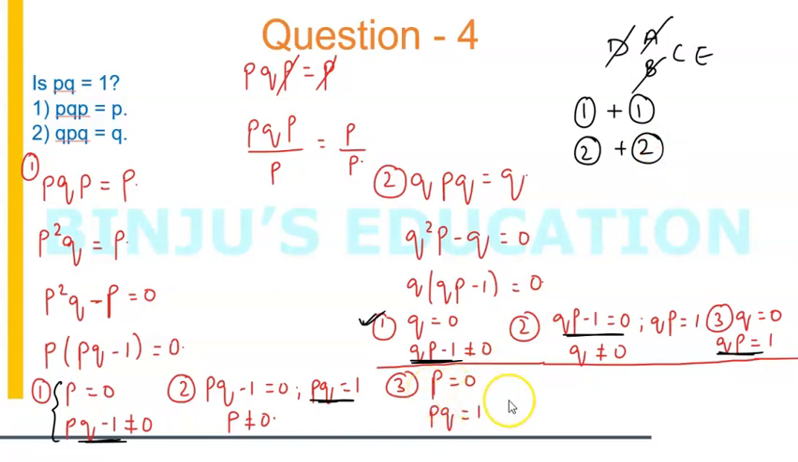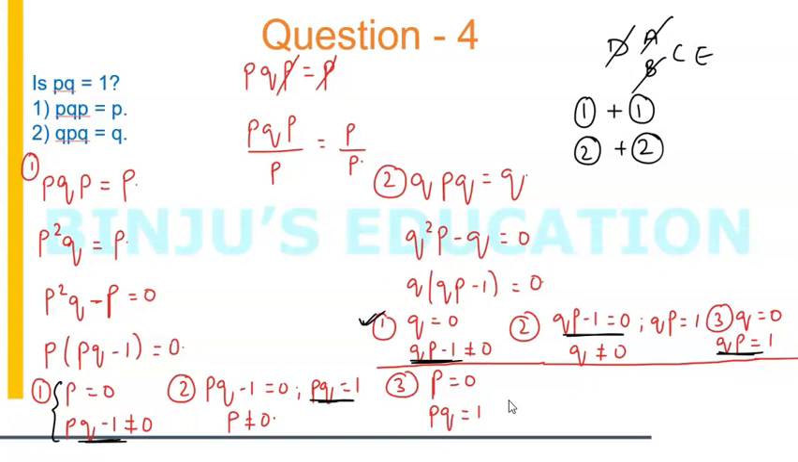In the second one, P is 0, PQ is 1. Now if PQ is 1 and P is 0, won't two things go? No, two things won't go together, because if P is 0, in that case PQ has to be 0, right? So this won't also go. 3 plus 3, P is 0, Q is 0, QP is 1. This will definitely not go, because if one of them is 0, how can the product be 1?